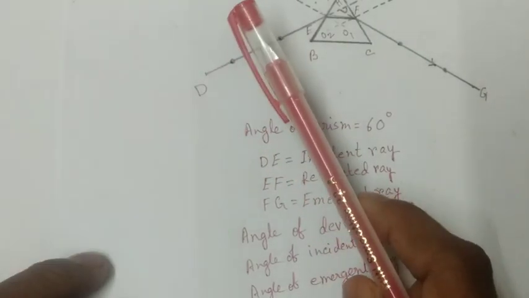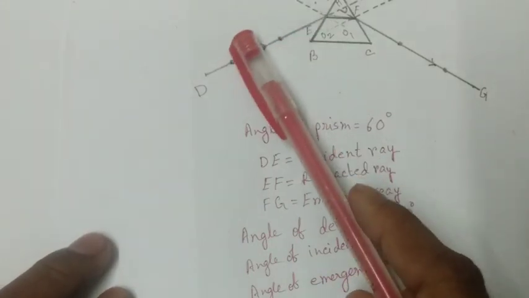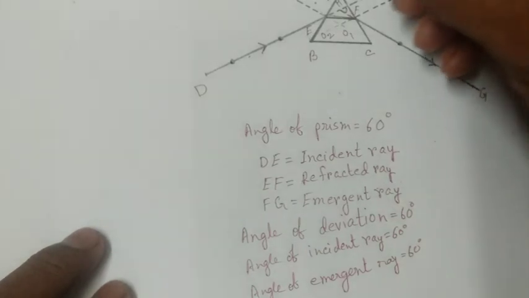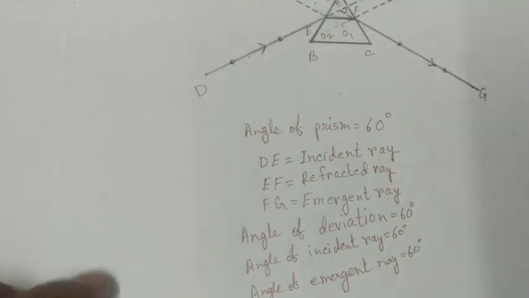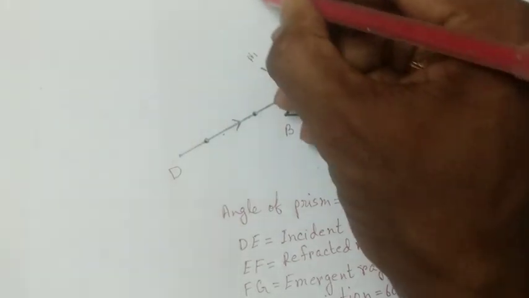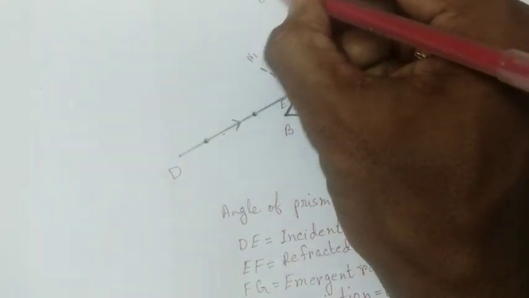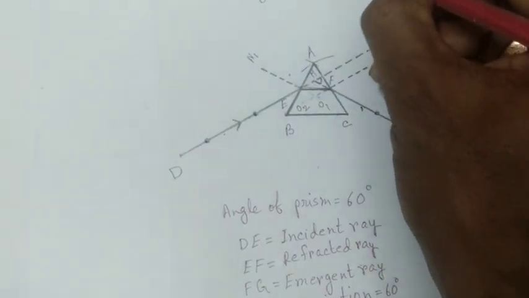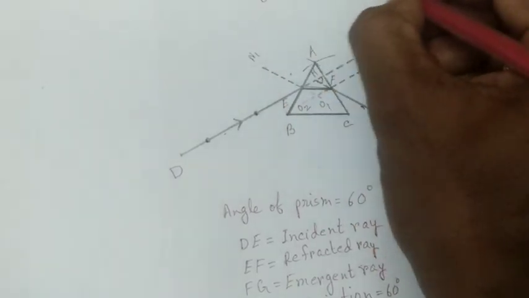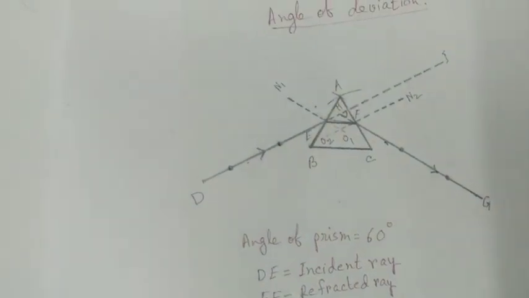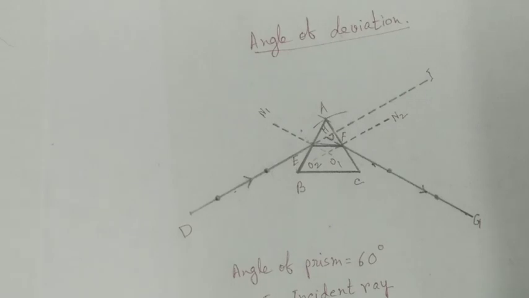Okay, in this way you can find the angle of deviation in a prism. What you find, the angle of deviation in this prism is 60 degree, right? How to find? We find the angle of deviation in this prism. We found that the angle of deviation in this prism is 60 degree.